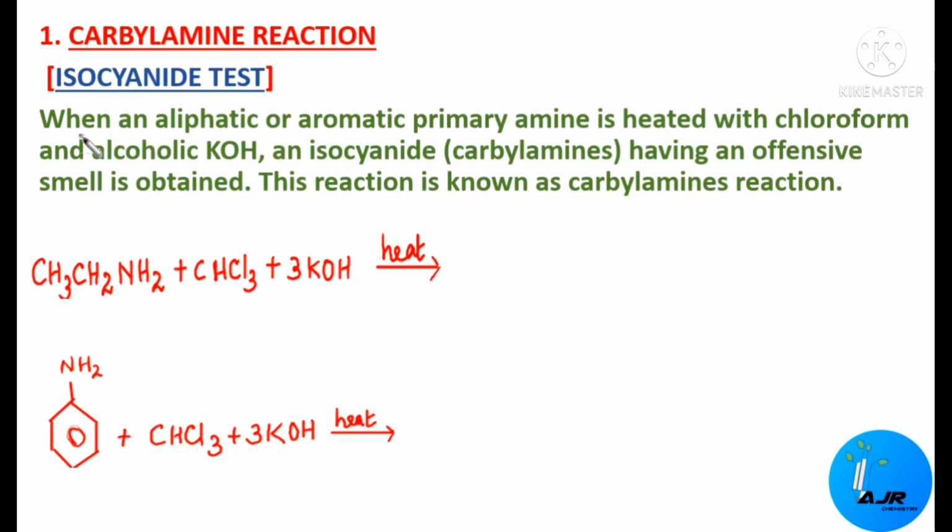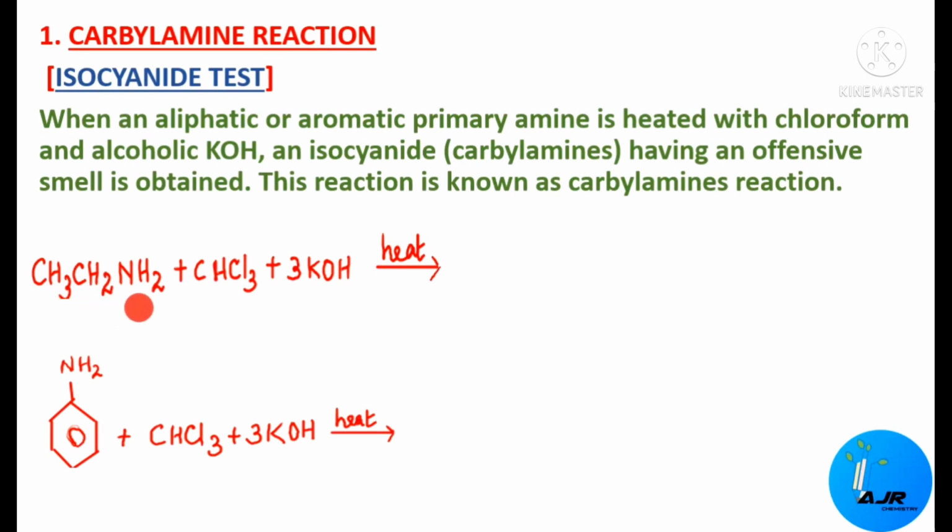Okay, see in this reaction when an aliphatic or aromatic primary amine is heated with chloroform and alcoholic KOH, an isocyanide, it's otherwise called as carbylamine, having an offensive smell is obtained. What do you mean by offensive smell? It's an unpleasant smell. This reaction is known as Carbylamine reaction. Both aliphatic and aromatic primary amines can be used here, and it is heated with chloroform, right?